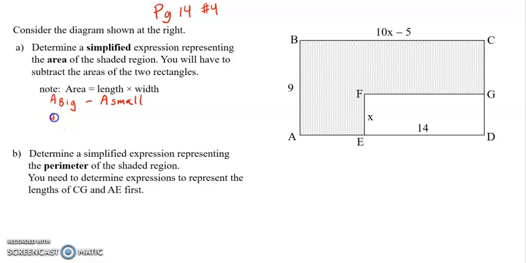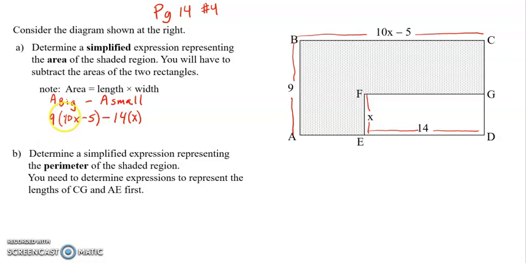And the calculation is length times width, or base times height. So if I take the 9, which is the side here, times the length 10x minus 5, that's going to be the area of the large rectangle. The area of the small rectangle is going to be this base 14 and this height x. Now the order of these two factors doesn't matter, and it's always better to put the letter at the end.